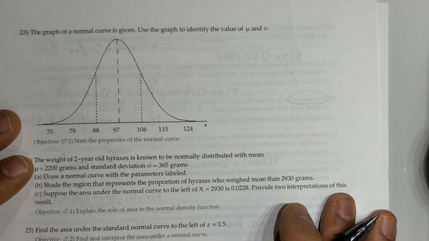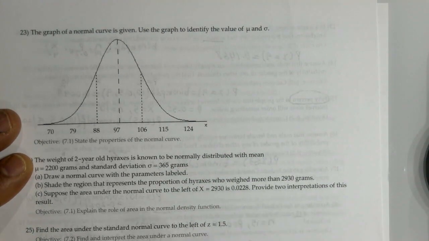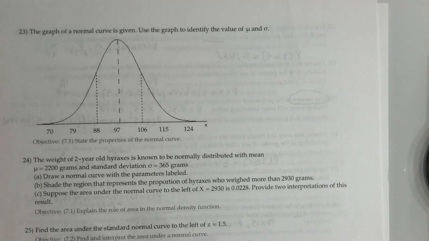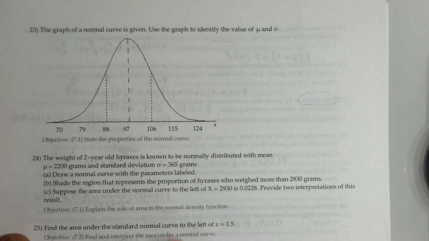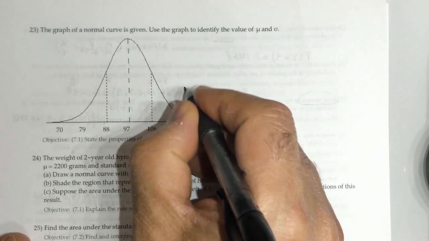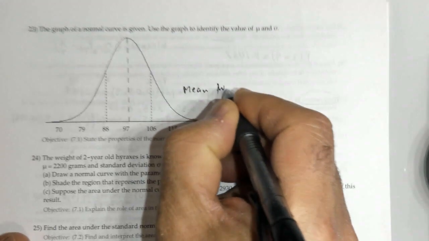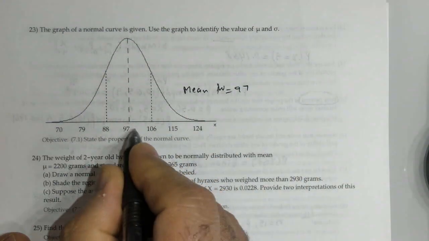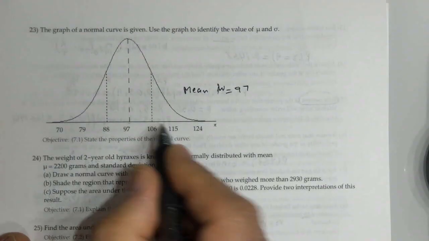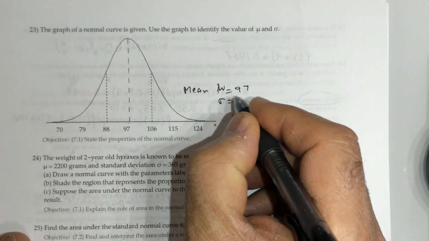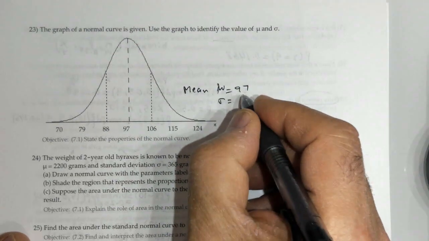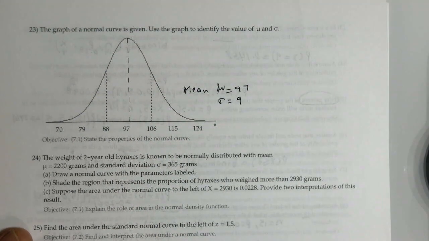23. The graph of the normal density curve is given. Use the graph to identify the value of the mean and the standard deviation. As you can see, guys, the mean is 97, and the standard deviation is the difference between the mean and the next point. So it will be from 97 to 106. How many did we add? 9. So that's the standard deviation.